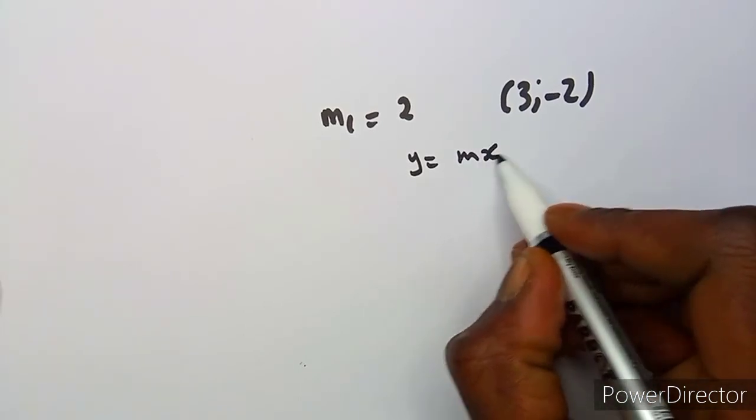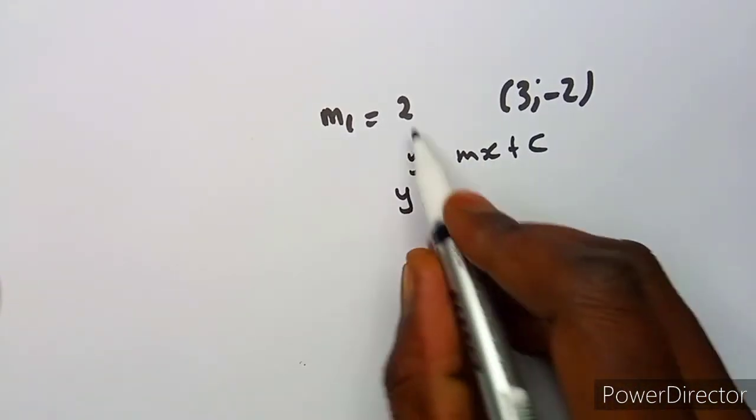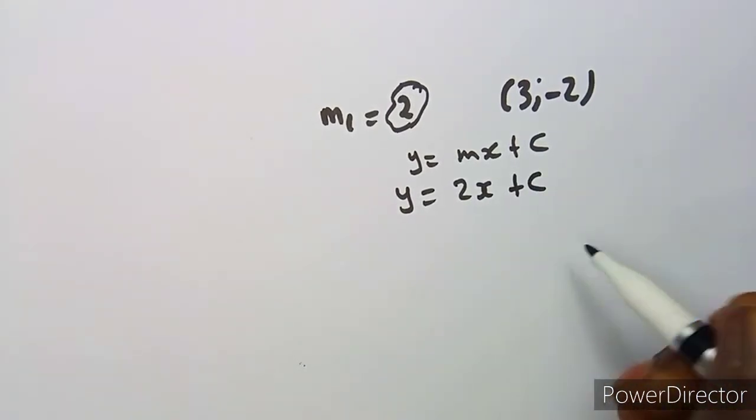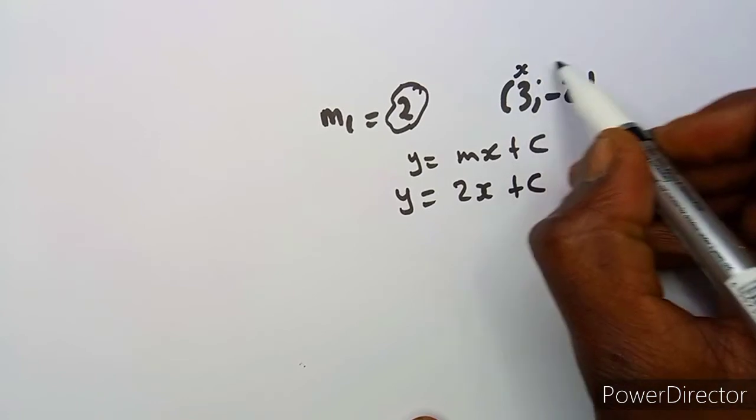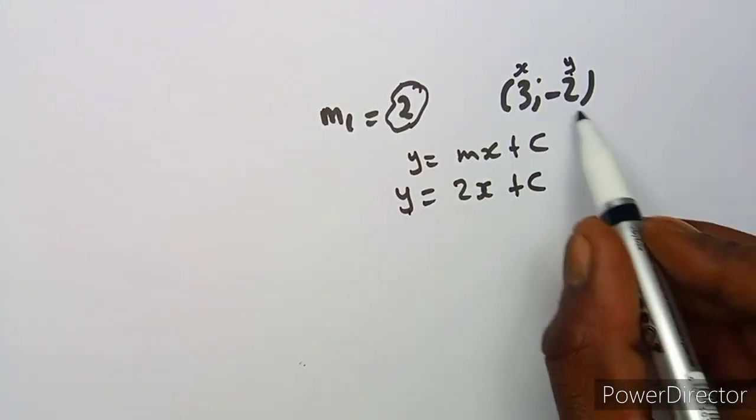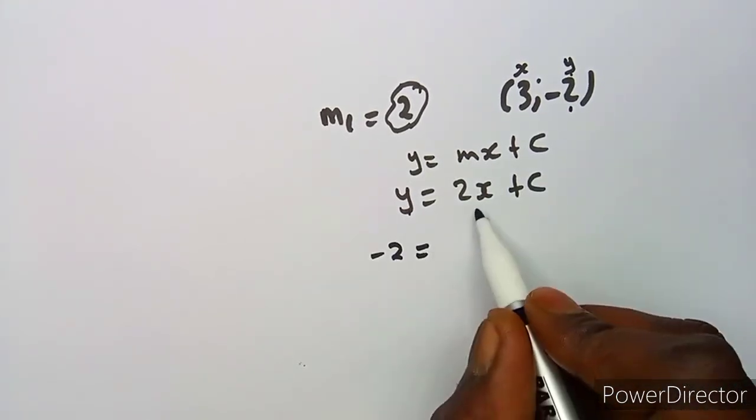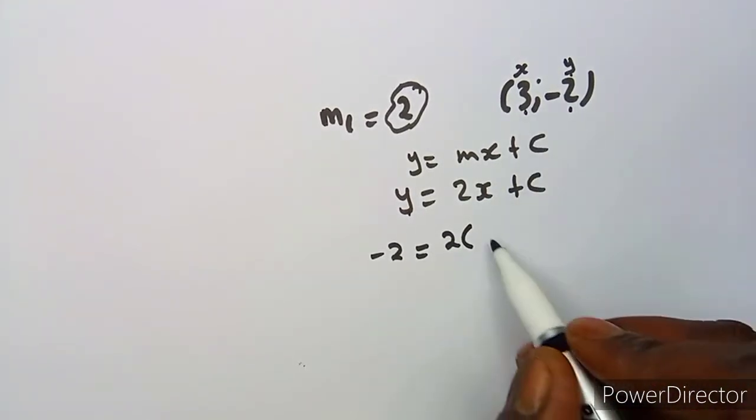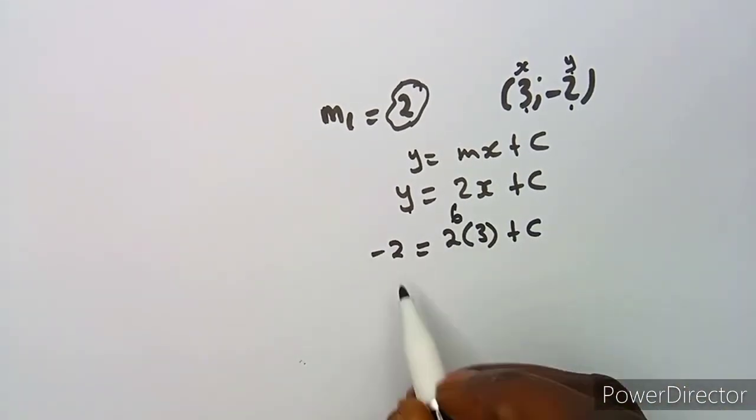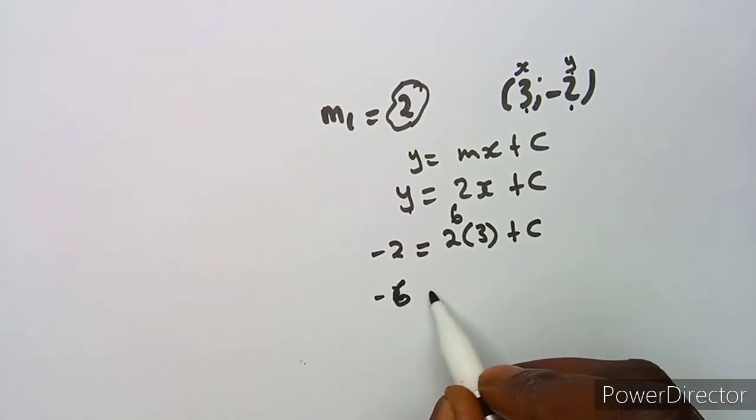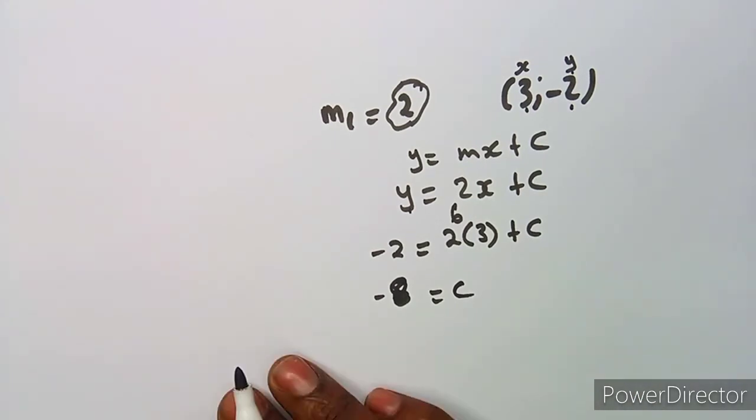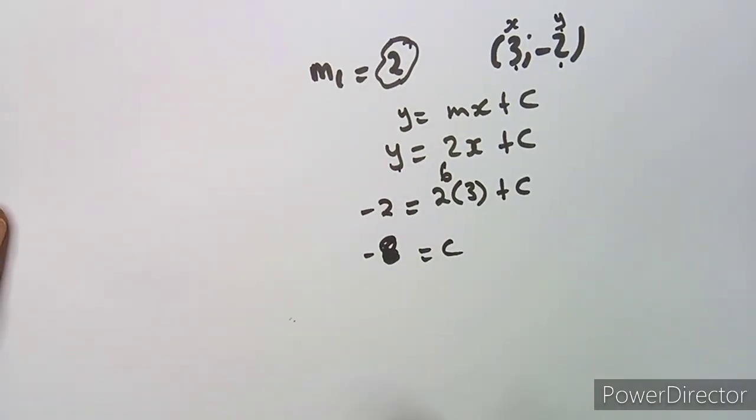y = mx + c. y is equal to m, which is the gradient, 2x + c. To find c, you now substitute this point. Let's say this is x, this is y here. So y is -2. In place of y, you substitute -2. In place of x, that's 2 times your x here, which is 3, plus c. So 2 times 3 is 6. Transpose this, that's -8, which is equal to c, because it's -6 - 2.